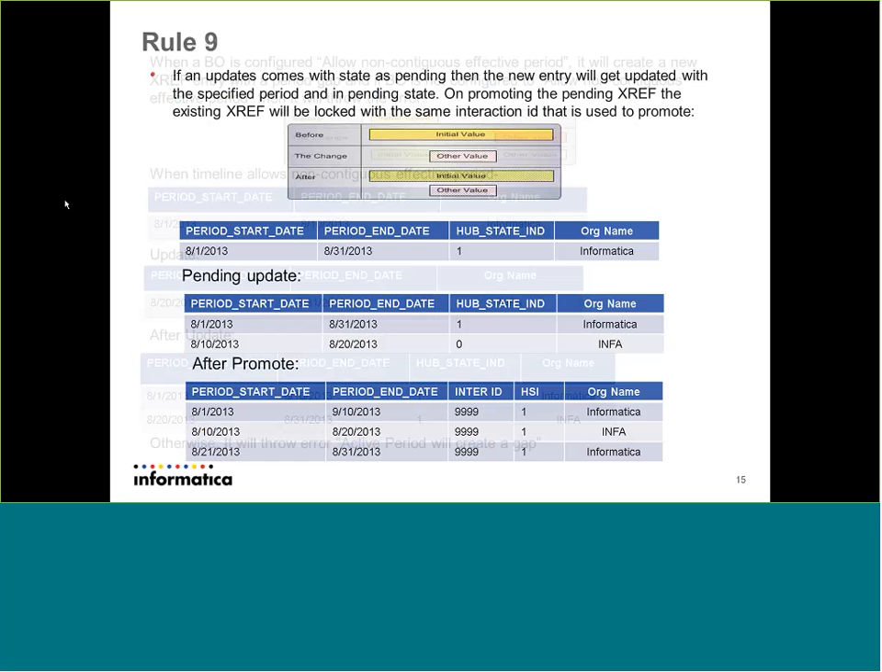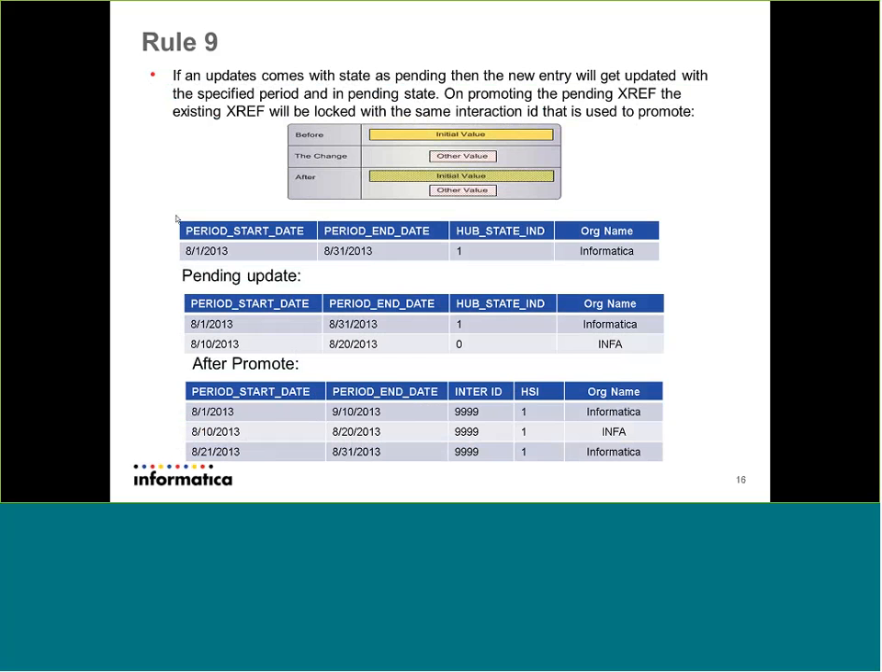Okay. Rule number 9. If an update comes with state as pending, a new entry will get inserted with a specific period. Consider I have a record with 1st of August to 31st of August as Informatica. I am sending a pending update to the existing record, so it will make an entry like 8/10 to 8/20, with the value INFA, and this is a pending record to the hub. So it will directly insert the record into the cross-reference table.